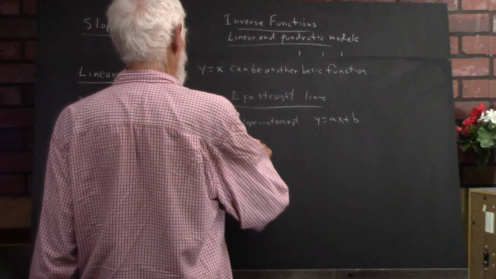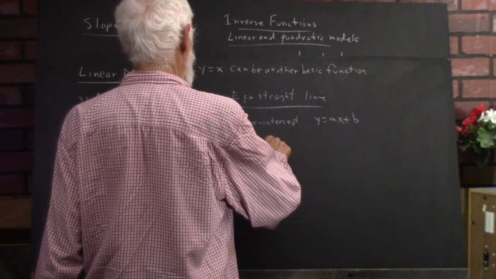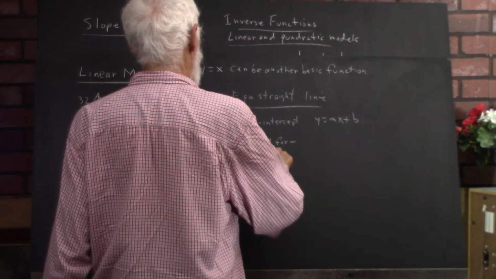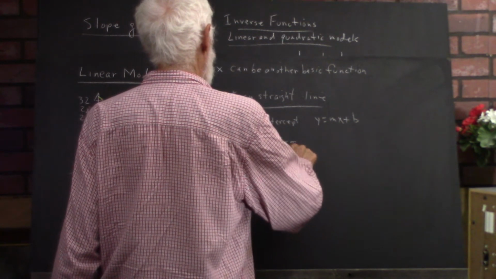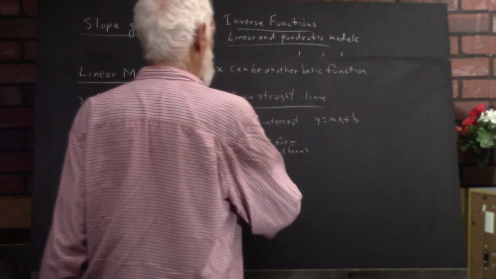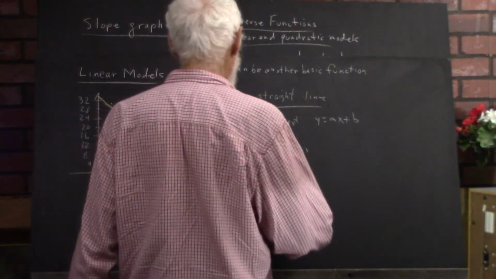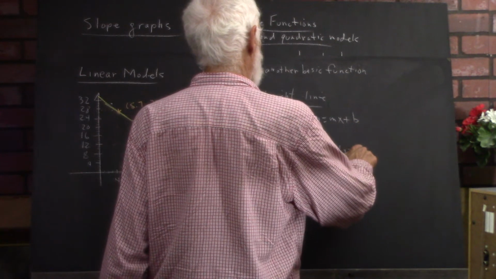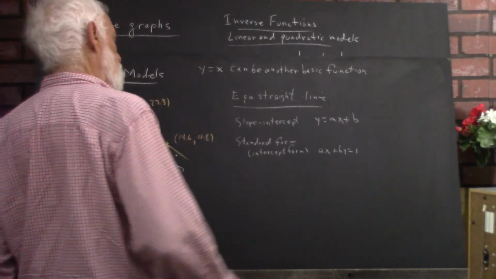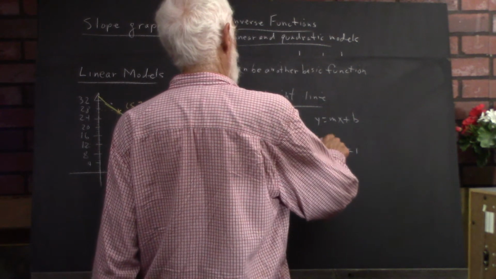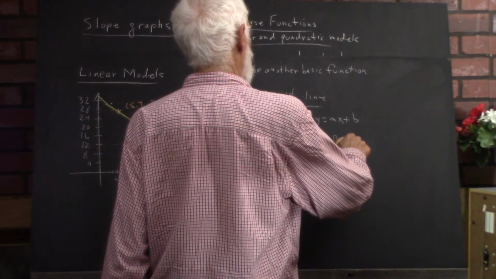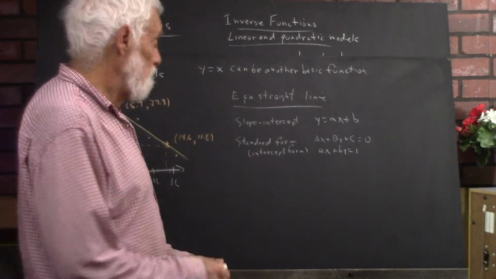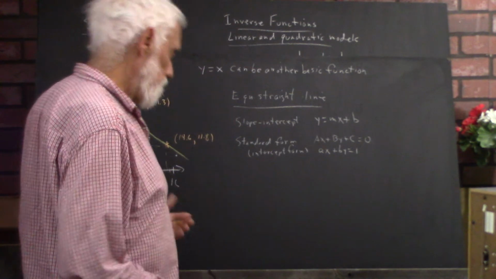In the standard form, or the intercept form, and I'm not sure I'm even calling this right. Actually, I think the intercept form is ax plus by equals 1. And I think a standard form is like ax plus by plus c equals 0. So any of these forms give you the equation of a straight line.